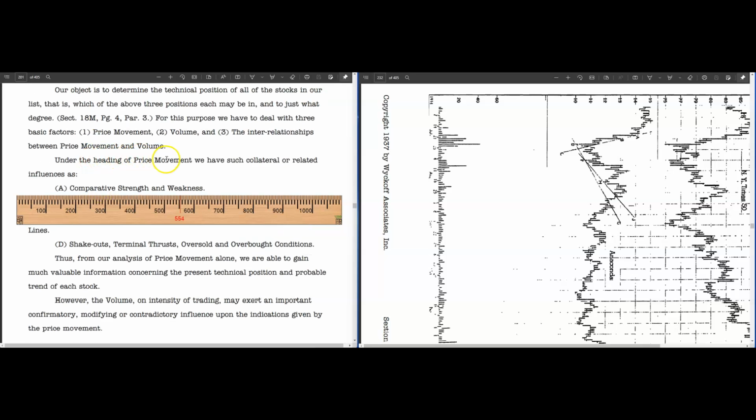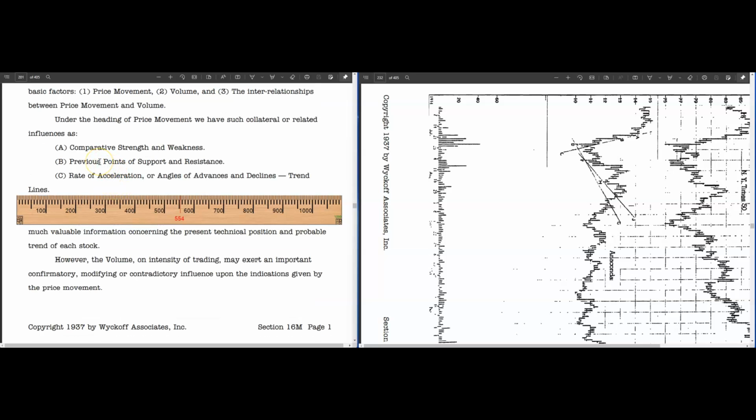Under the heading of price movement, we have influences. I don't know what that means, but basically relative strength and weakness, support and resistance, and the trend, meaning the strength of trend, the rate of acceleration, which is just a fancy term for what? Momentum. This is trend and momentum. The angle of advance and decline, as you may know, a trend line is not just measuring trend, it is also measuring momentum by its slope. A trend line is telling you it's an uptrend or a downtrend, but the steepness of the slope is a measurement of momentum. Trend line is the original indicator. All right. So that's really important.